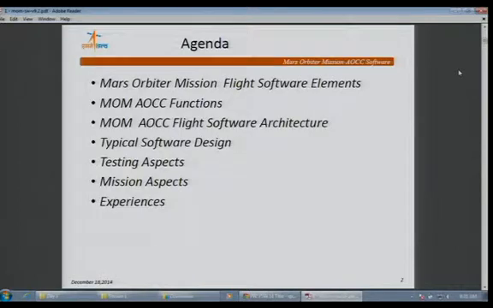As part of the agenda, I'll be covering the flight software elements and the AOCC functions, attitude and orbit control computer functions, the flight software architecture, and typical design aspects. I'll also be covering the testing aspects, mission aspects, and our experiences, what we have faced.